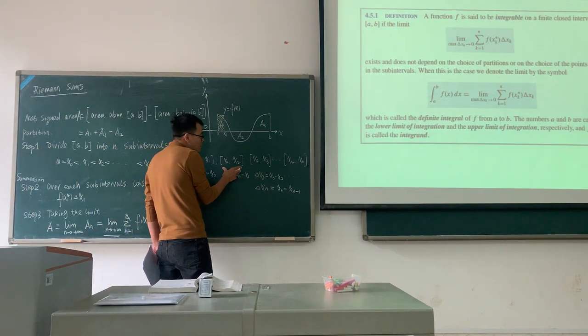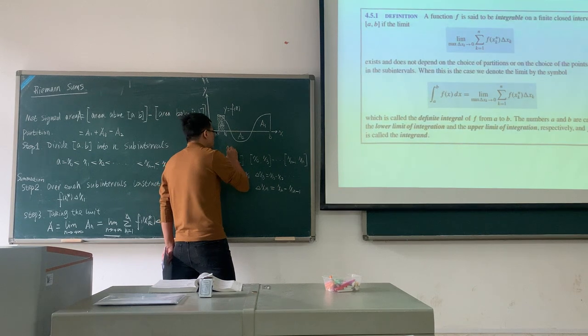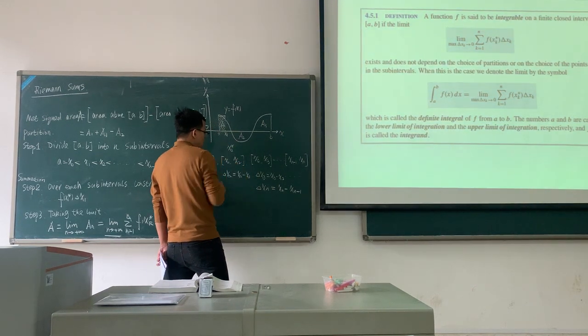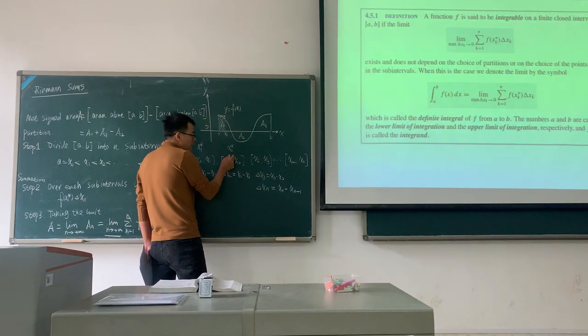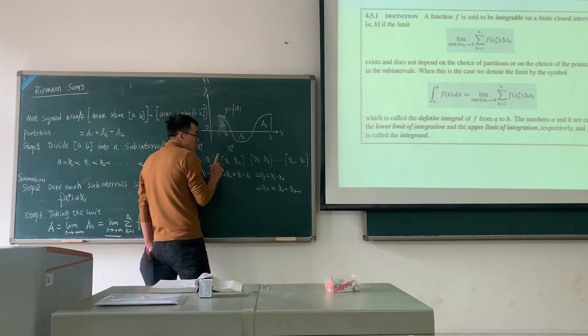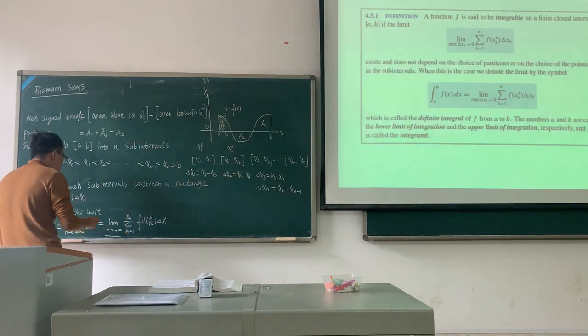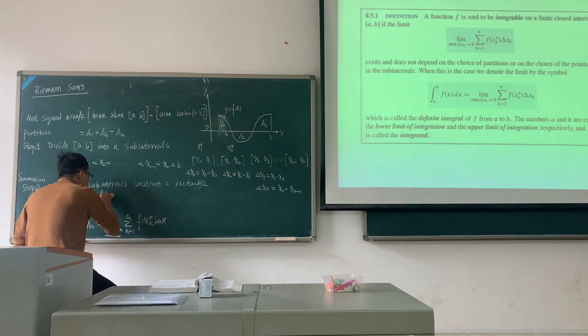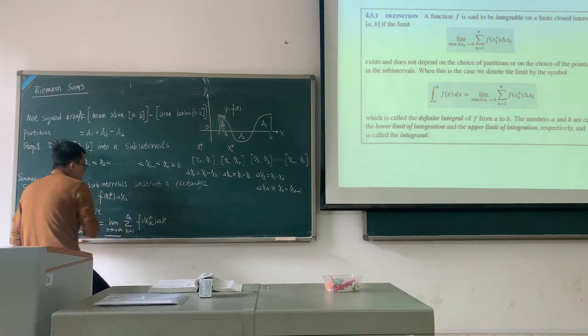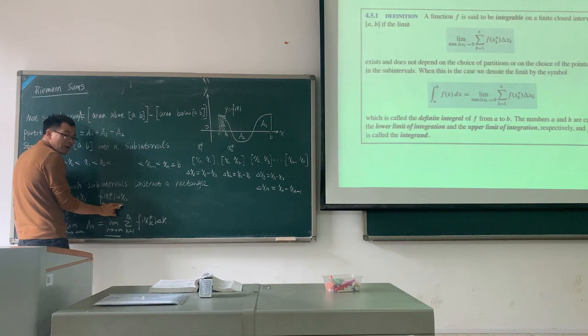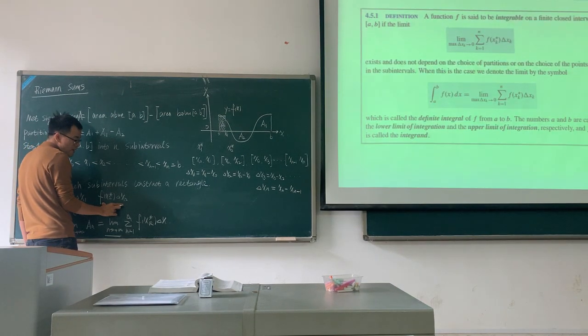For the second subinterval, we choose a point on this subinterval, denoted x2 star. Now we use delta x2 as the base and f(x2 star) as the height, so we construct a rectangle. The second rectangle is f(x2 star) times delta x2. This is the area of the second rectangle.